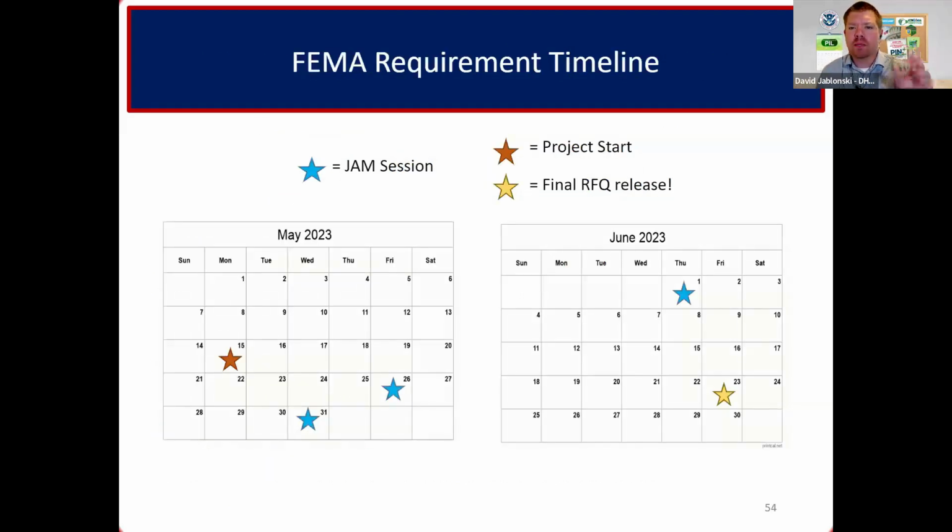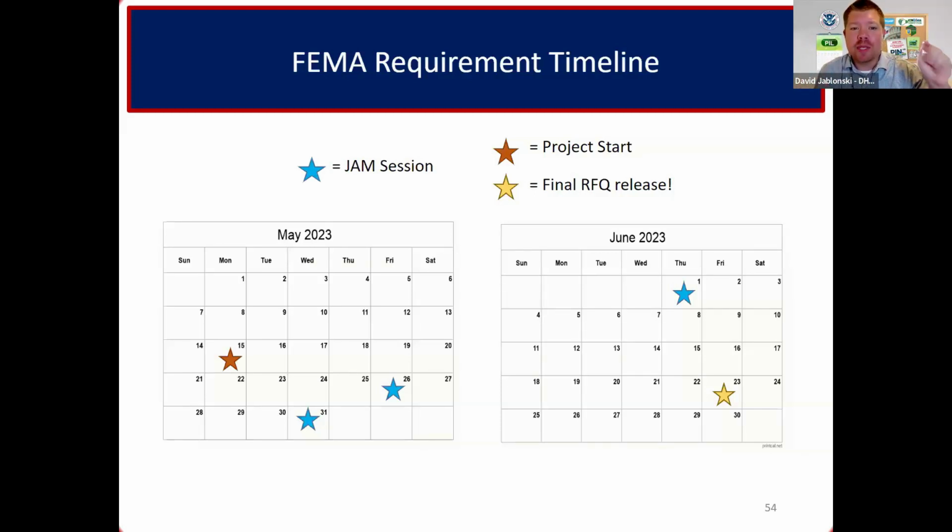So as you see, the blue stars on the left indicate jam sessions. Then you have that orange star, maybe it's burnt a little bit. That's a project start date. That's when they got the actual PR in the system, all right? And then the star is when the final RFQ was released.